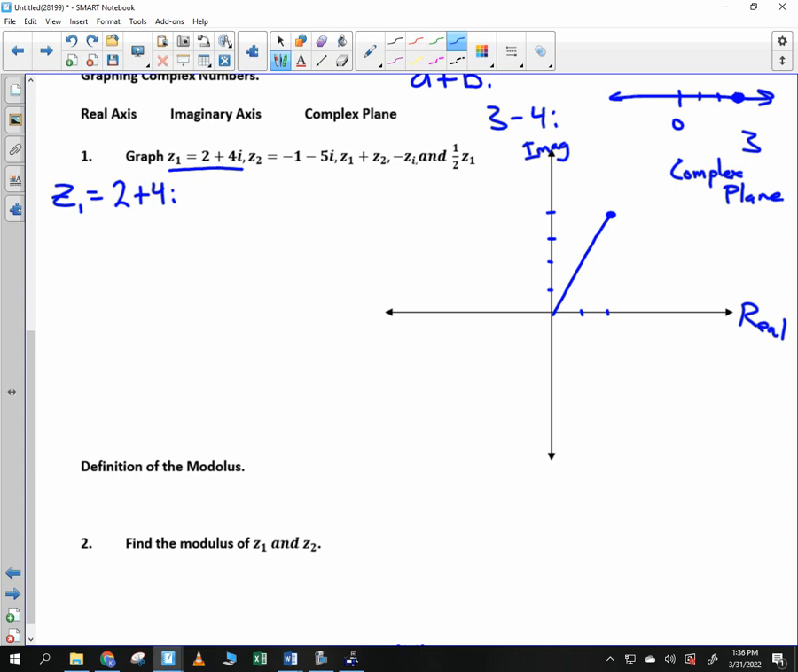Is that new? Yes. Is that challenging? No. Get my point? All right. z sub 2 is negative 1 minus 5i. Which quadrant will that place me in? So I go back 1 and down 5. No big deal. Y'all good?